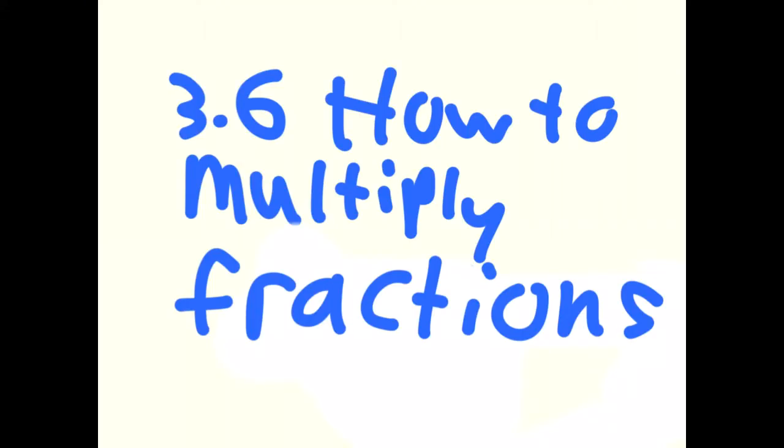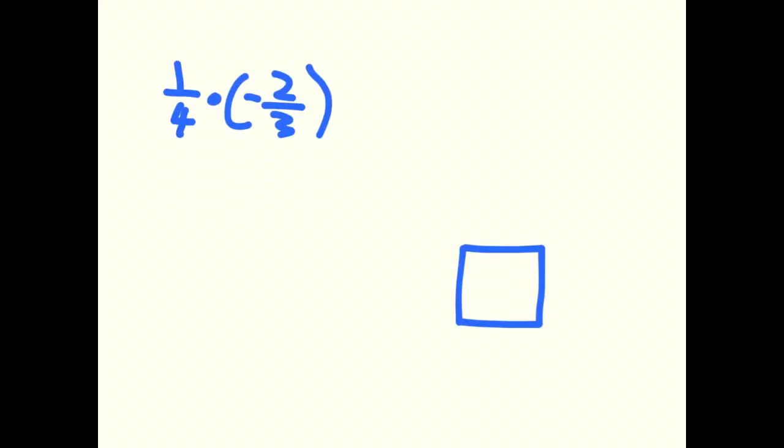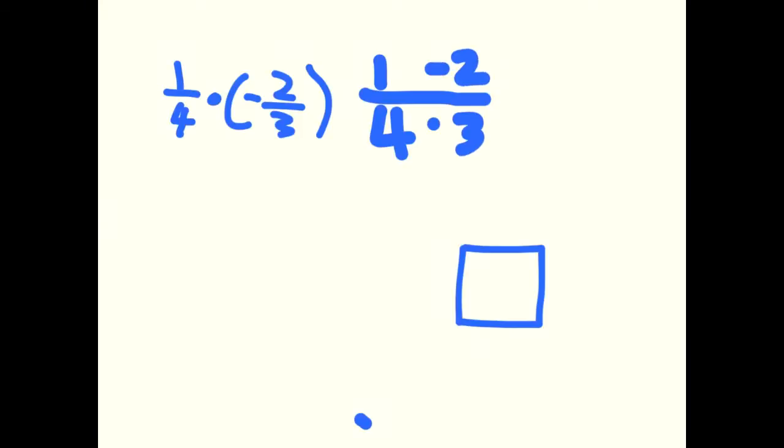Welcome to lesson 3.6, how to multiply fractions. Let's get into the problem. Alright, so what you're going to do is we have 1/4 times -2/3. First we're going to rewrite the problem like this. Move that over there. Now we're going to see if we can do anything with this. And so now what we have is 1 times -2 over 4 times 3.